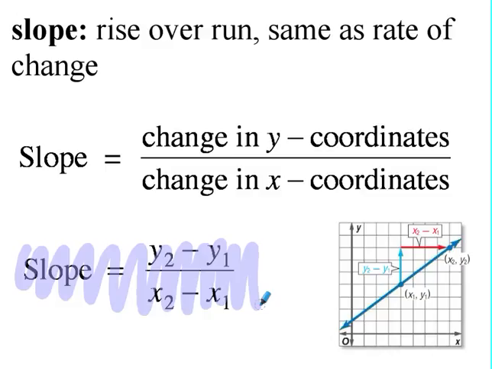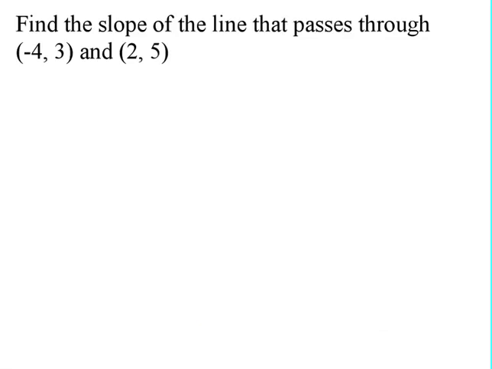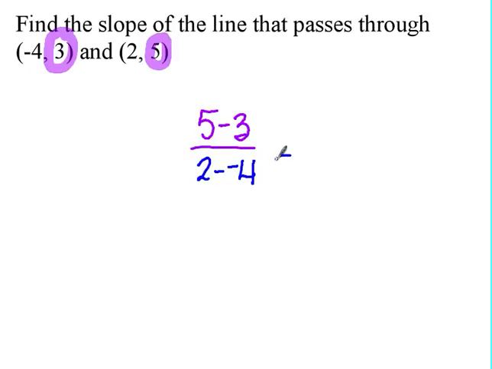So y2 minus y1 over x2 minus x1. It says find the slope of the line that passes through. So this is all I'm going to do. I'm going to subtract my y's, so in this case, 5 minus 3, divided by the x's, which is 2 minus negative 4. That's 2 over 6, which we know is 1/3.